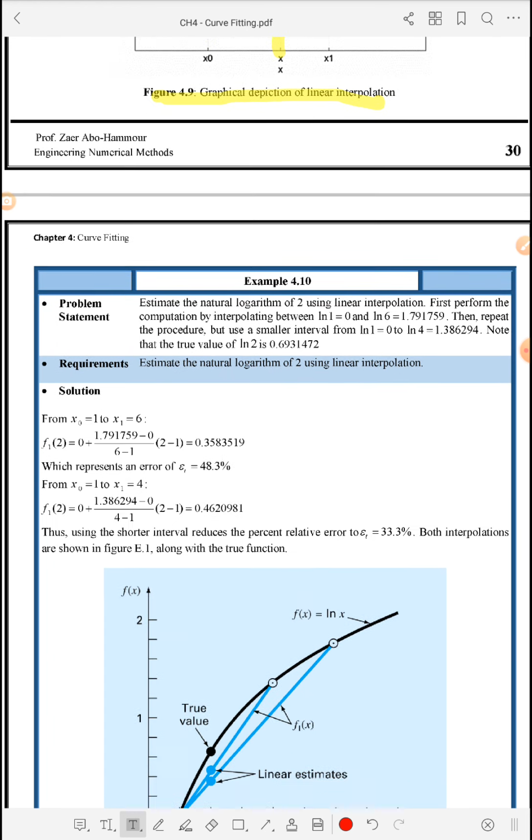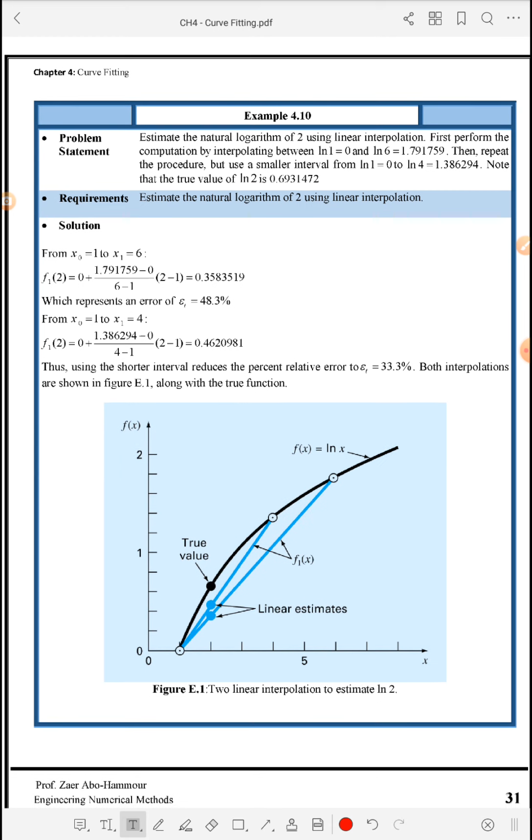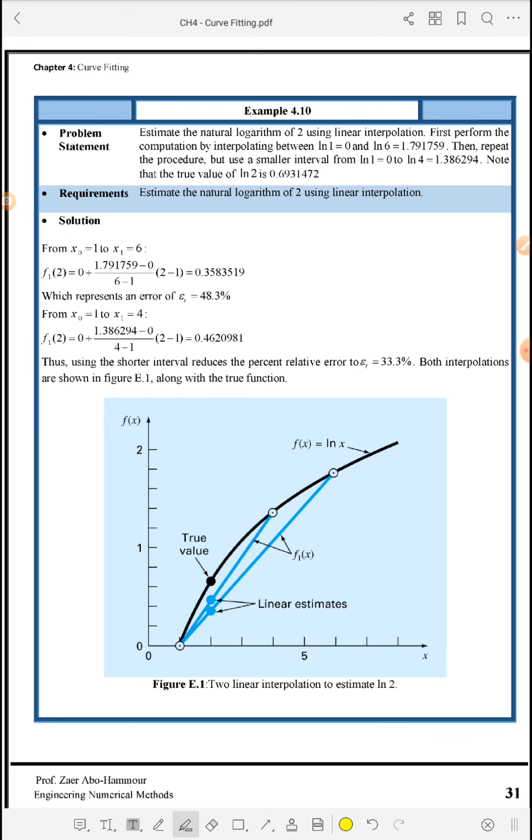So this is regarding the first order interpolation or linear interpolation. And let us take this example 4.10. Assume that we want to estimate the natural logarithm ln of 2, and we will estimate it based on linear interpolation. And we will use two scenarios for linear interpolation. In the first scenario, we will fit between those 2 points, x1 is equal to 1 and ln 1 is equal to 0, and x2 is equal to 6, and the ln of 6 is 1.79.